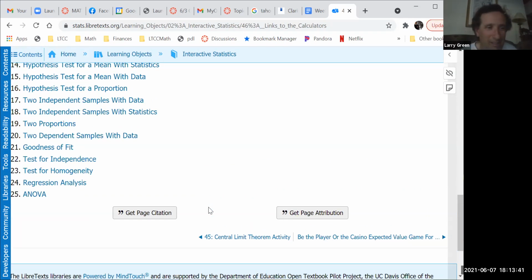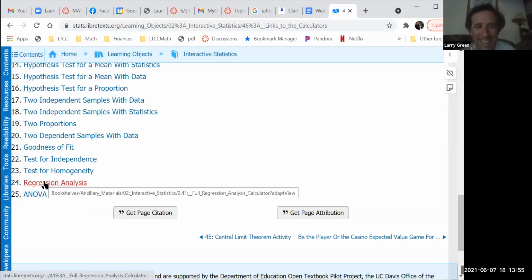Which number do you think we're going to be using today? 24. 24, and that's the only number today. Today is all about regression analysis. And as you can see, we're almost done. I bet you can guess what we're going to do next week. So I'm going to hit number 24, regression analysis.